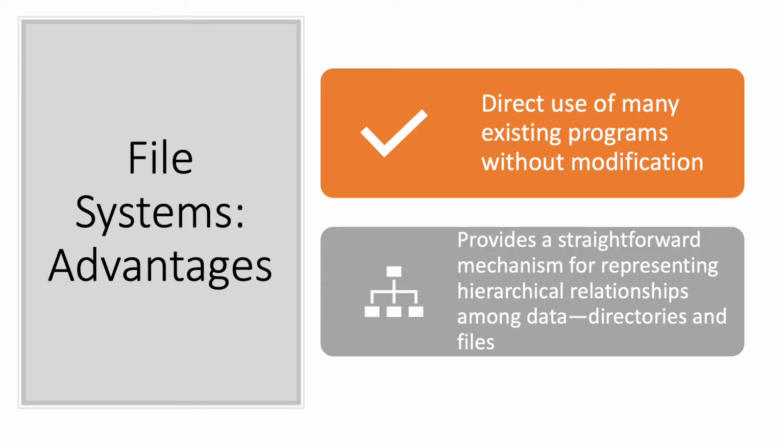So using a traditional type file system within the cloud has some advantages. You can directly use many existing programs without modification. So programs that expect to find a file system are perfectly happy existing in file systems that are instantiated in the cloud. And obviously, file systems give you this hierarchical relationship among data, directories, and files, which we're all familiar with, and more importantly, that users are familiar with, so you can keep this same paradigm going in the cloud.